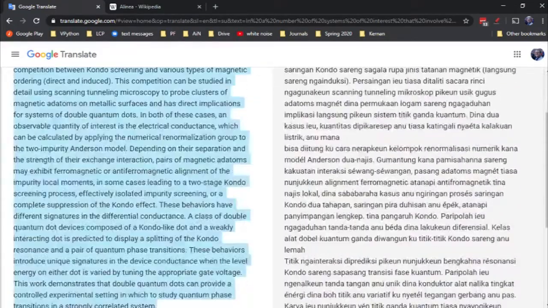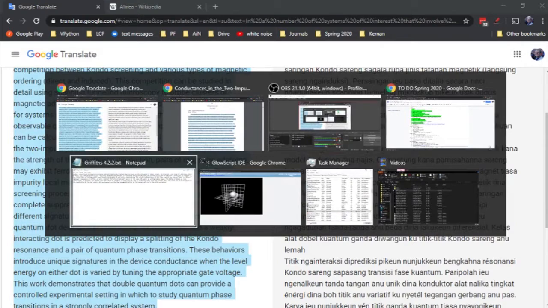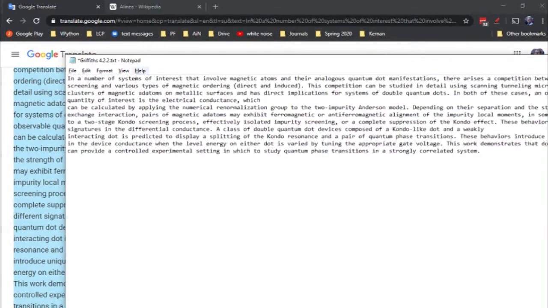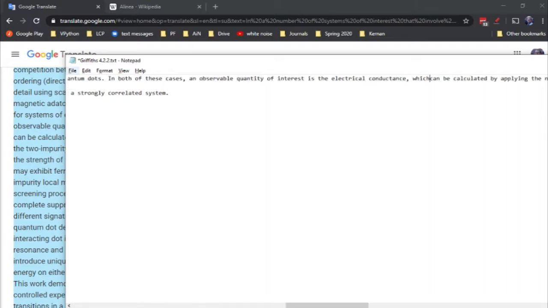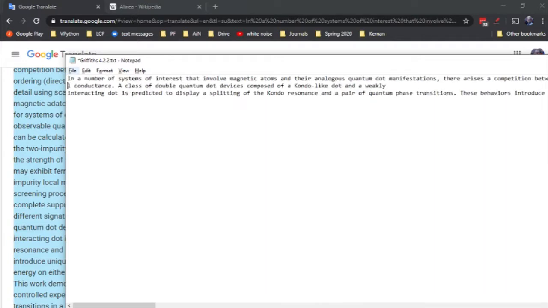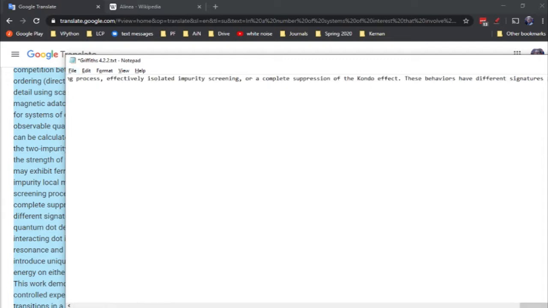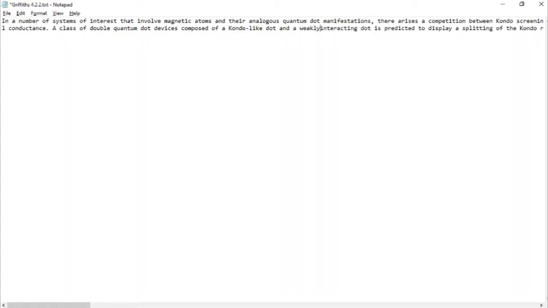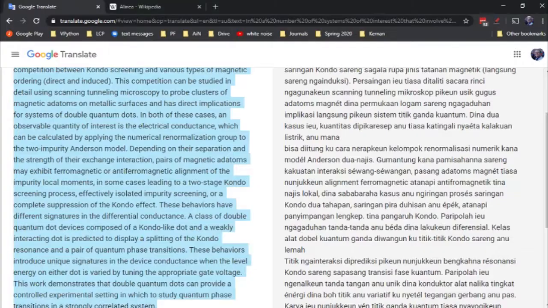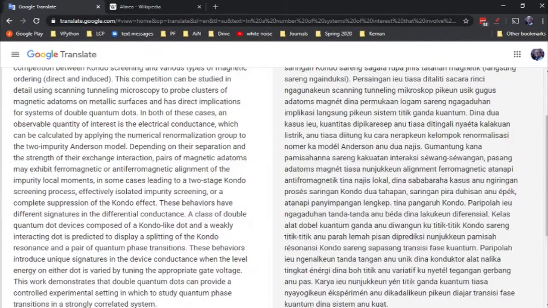I've still got some paragraph breaks in there. Let's try to clean that up a little bit. Turn off the word wrap. There we go. Backspace. Differential conductance. Okay, there we go. That should take care of that. Paste. Okay, there we go.